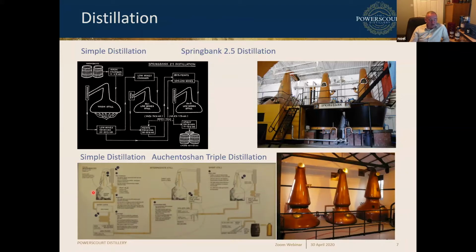But anyway, very briefly, this system is that the low wines are produced, the low wines are fed into the second still. The second still then produces your high wines, we'll call it, for want of a better word, and then they are charged into the third still where we get our heads, tails, and spirit.